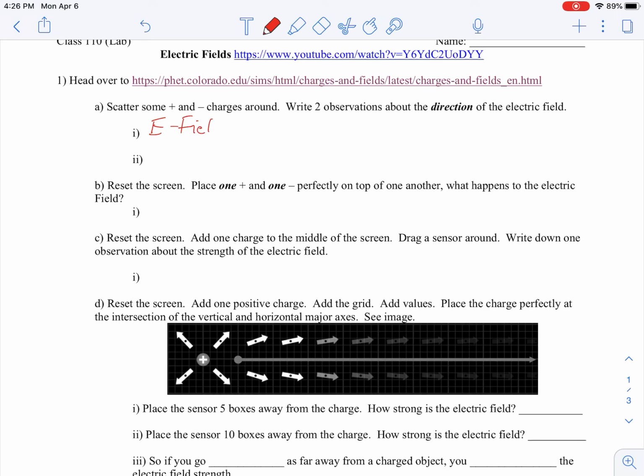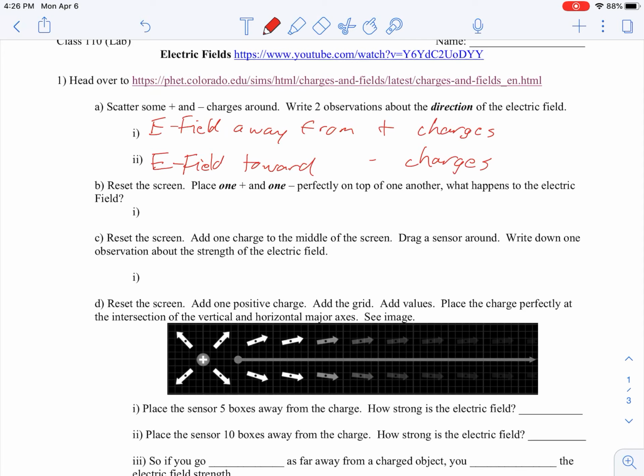Electric field, I'm going to call it the E field, is away from positive charges. And the electric field is toward negative charges.